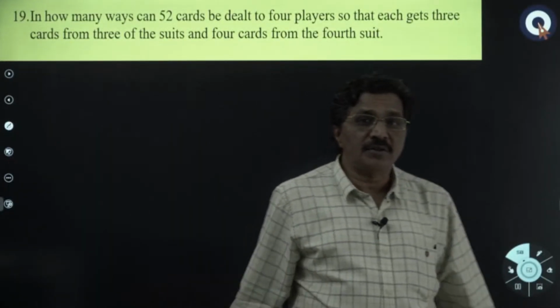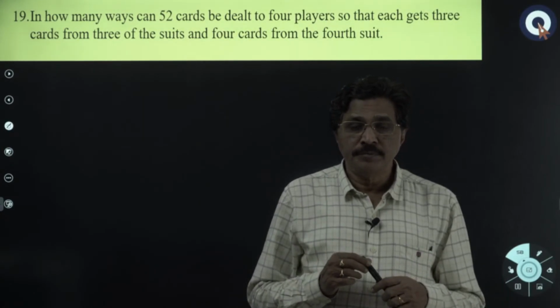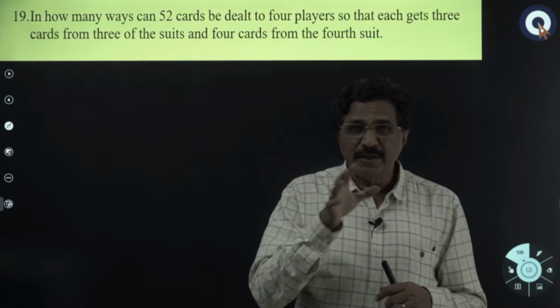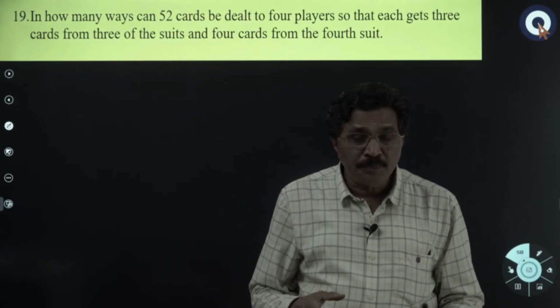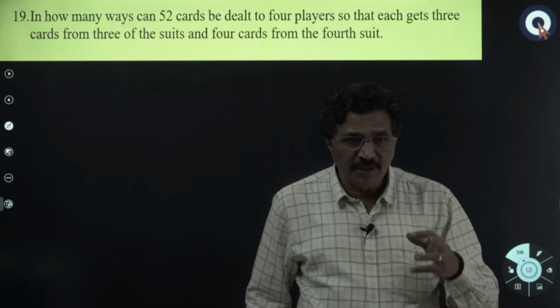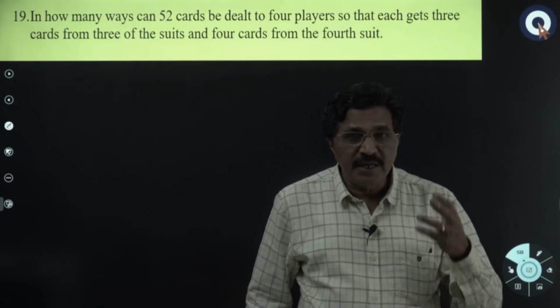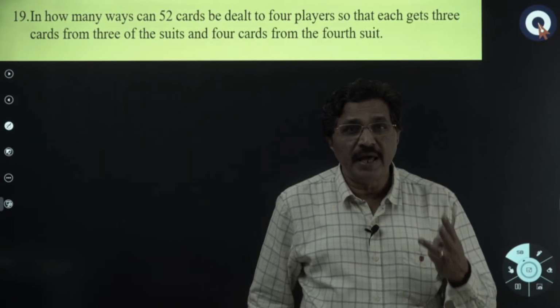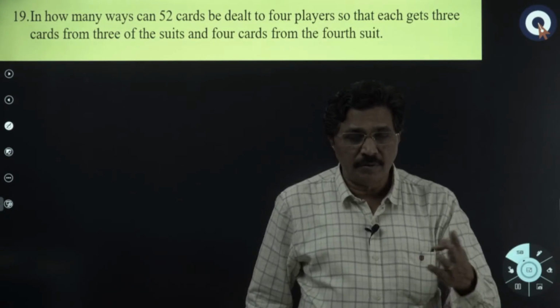So the question here is the number of ways in which we can distribute 52 cards to 4 players so that each gets 3 cards from 3 of the suits and 4 cards from the 4th suit. So basically there are 52 playing cards, there are 4 suits, 13 cards each, and we have 4 players. How do we give them? We have to give 13 cards equally to everybody in such a way that, let us say player A gets 3 clubs, 3 hearts, 3 diamonds, then he should get the 4 cards from the remaining suit, 4 spades.